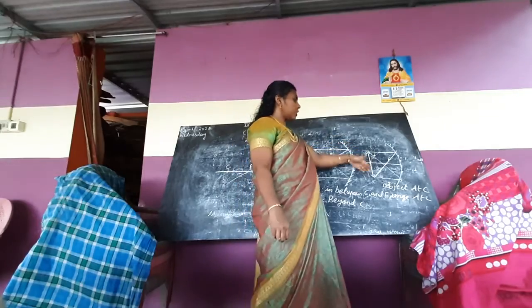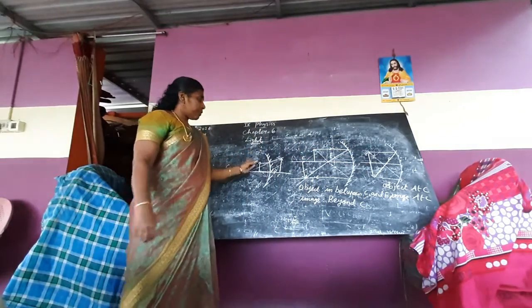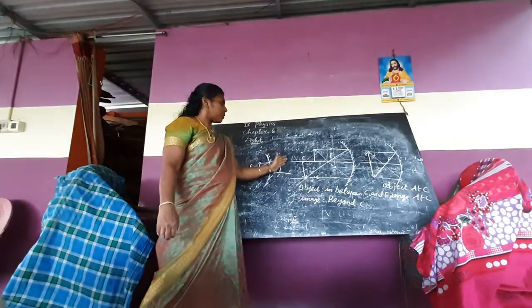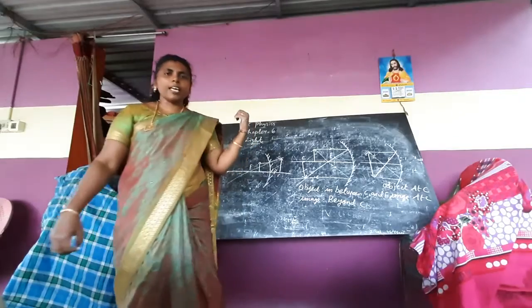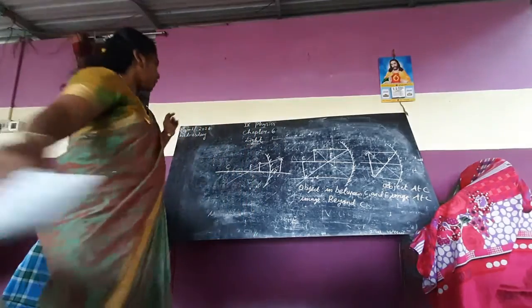Here also the object, and here the image is the same, enlarged image. Okay? It will be on the opposite side of the mirror. So these are the image formations of the object.